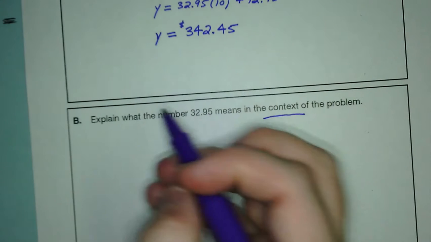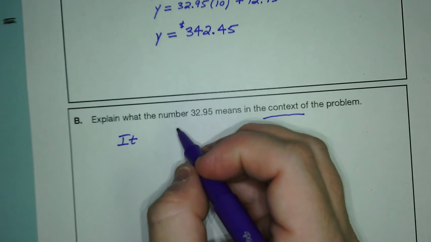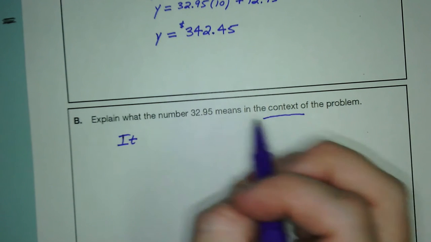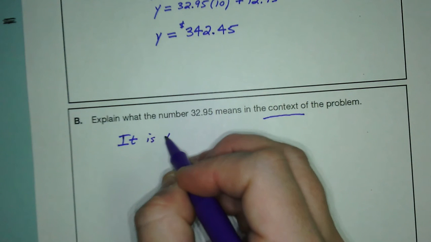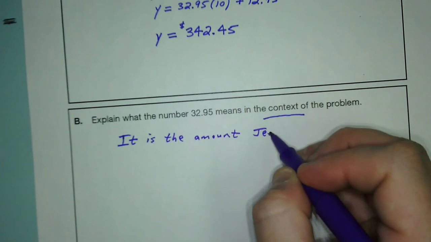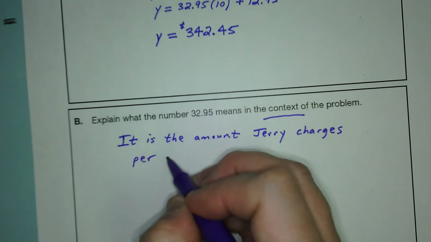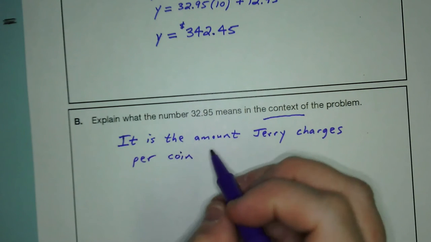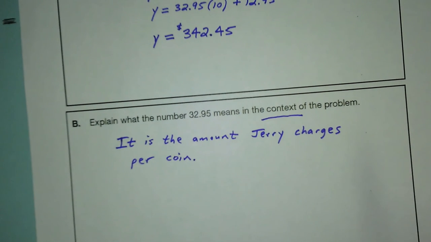So, how should I say this? It is the price. It is the amount Jerry charges per coin. Or I assume you could just say something as simple as, it's the price for each coin, or per coin. But that's the answer to part B.